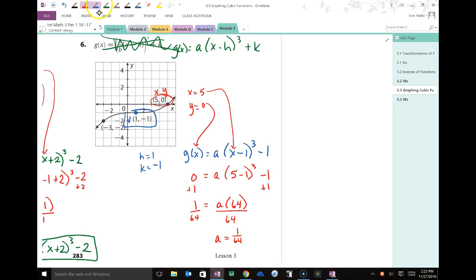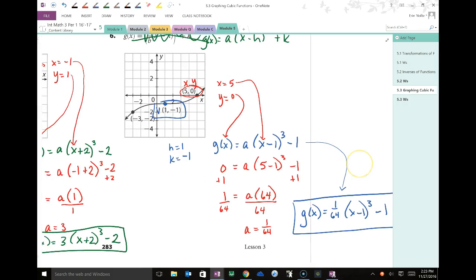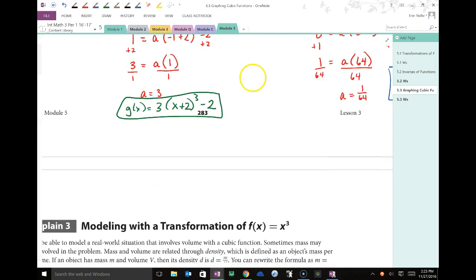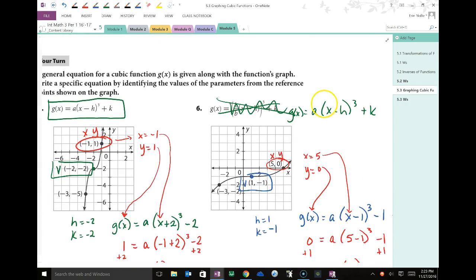So now if I fill that in, my equation is 1/64 times (x minus 1) cubed minus 1. I'm just pulling that straight down and filling in the a value. All right, that should get you through this lesson. I will see you soon.